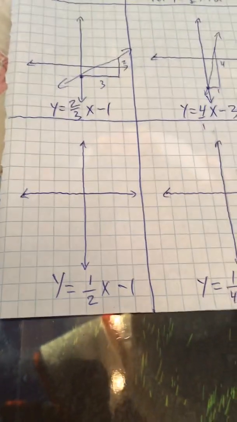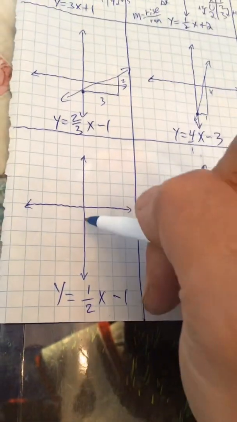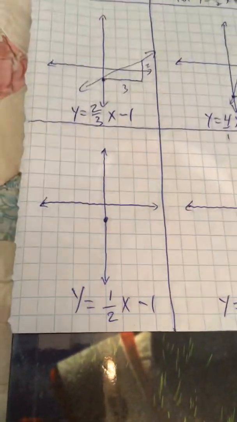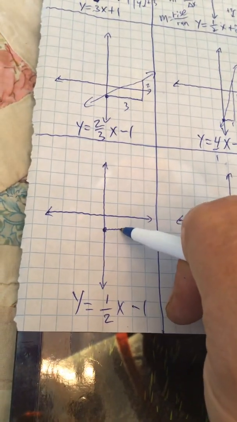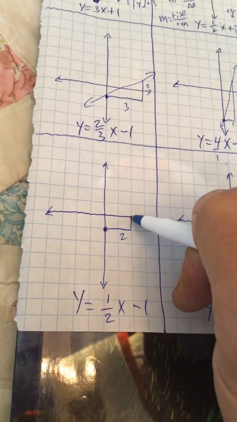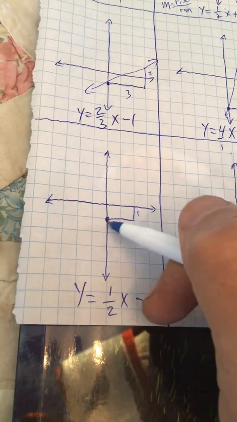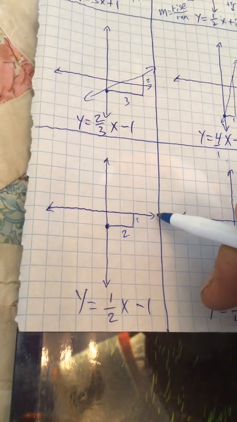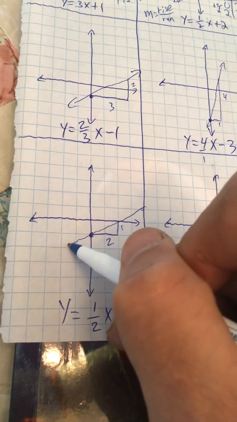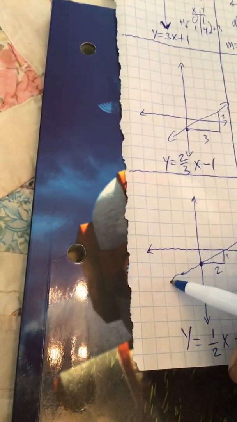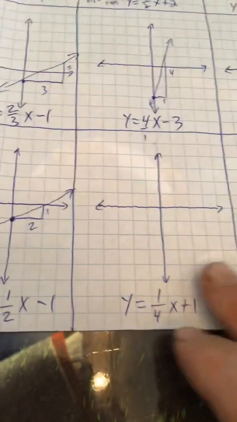Try this one. Where are you going to start at this time? That's right. Bob's $1 in the hole. And you're going to go over how far? I'm going to go over 2 and then up 1 because it's rise over run. It's delta y over delta x. You can go over 2 up 1 again. But there's your line.